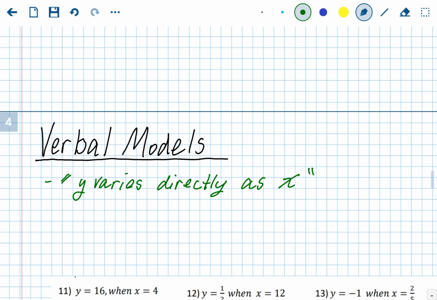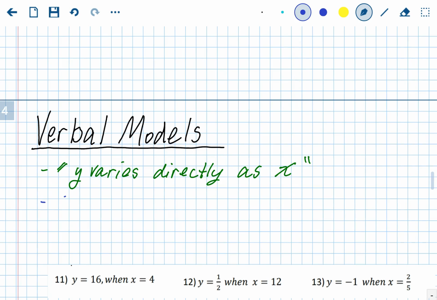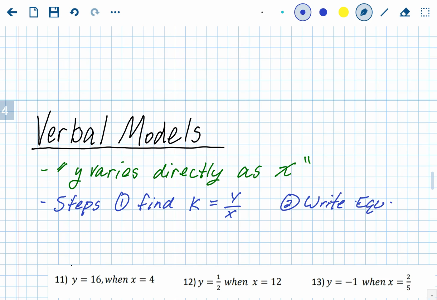If you're given a verbal model and you want to write the equation, there's going to be 2 steps. First, you have to find k. Find k, which is going to be doing y over x, same as the table. And then step 2 is write the equation. And then there's a couple other versions of this that we'll see in a second. And we'll write that down when we get to it.